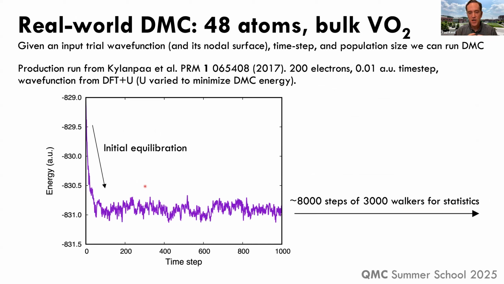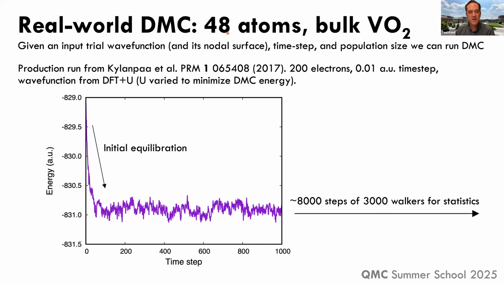So that was all a discussion of diffusion Monte Carlo in the abstract. What now about diffusion Monte Carlo in the real world? How does it compare? I've got two examples here, this smaller one and then a larger one. So this is a result from a published calculation done by Ilka Kalanpa, and the data for this paper is all published, accessible online, and that includes the input files and the output files. And this is a plot of one of the diffusion Monte Carlo runs that was done for bulk vanadium, so a challenging correlated oxide.